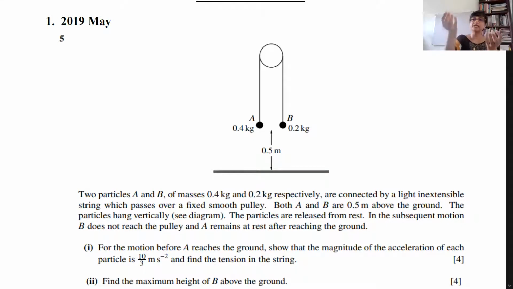In that motion, B doesn't reach the pulley. That means, what can I say about that distance? It must be greater than 0.5 meters. Before B reaches the pulley, A will go and hit the ground. That's what they're saying. You understand that?